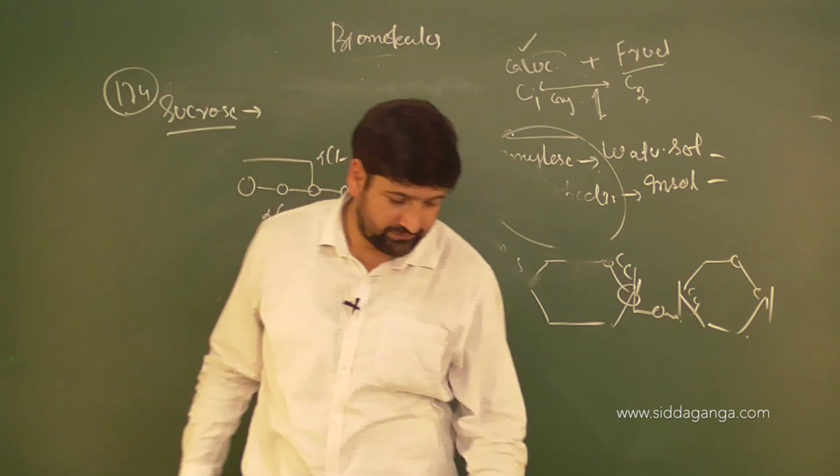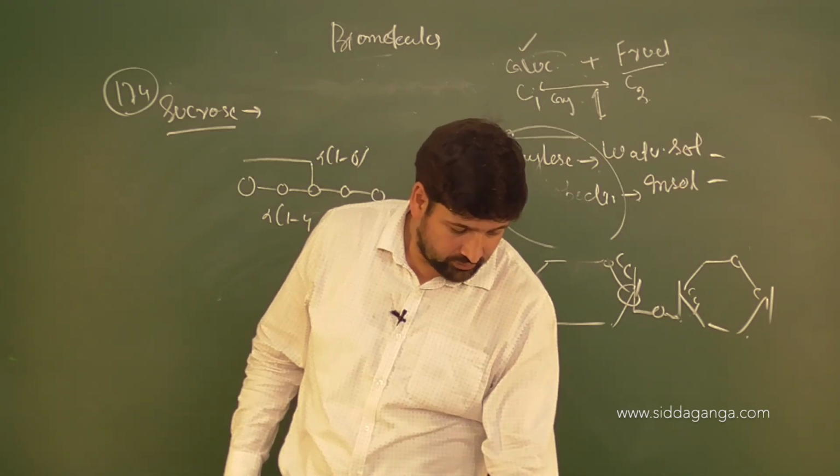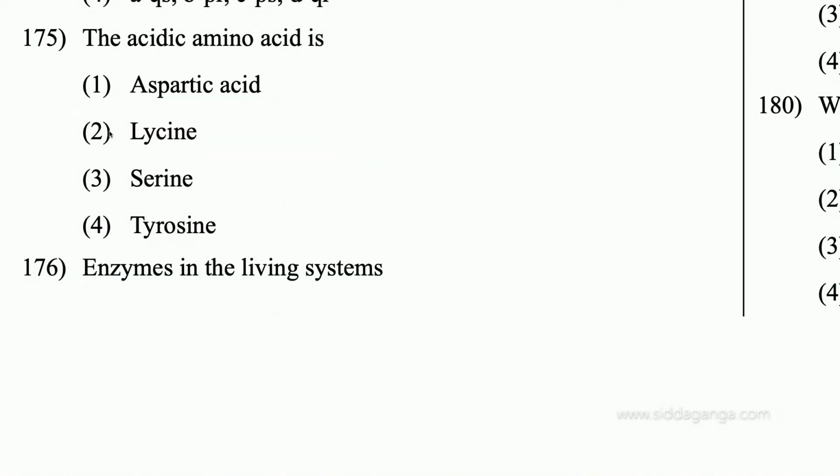So next question, children. Have a look at question number 175. The acidic amino acid is which one? Aspartic acid, lysine, serine, tyrosine. Lysine and serine are both neutral amino acids because their side chains are what? Serine side chain is CH2OH. So one NH2 group, one COOH group. Aspartic acid has got 2 COOH groups.